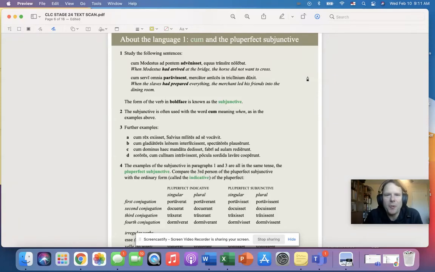Hello, everybody. Welcome. This is Stage 24, and this is the About the Language on cum plus the pluperfect subjunctive. This is otherwise known as cum clauses. And this is a pretty standard one and a pretty easy one because you have already seen like seven examples of this and you didn't bat an eye.